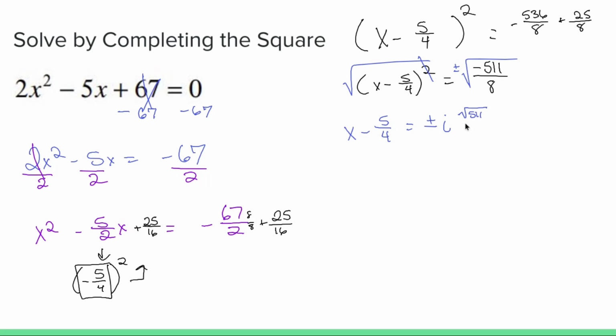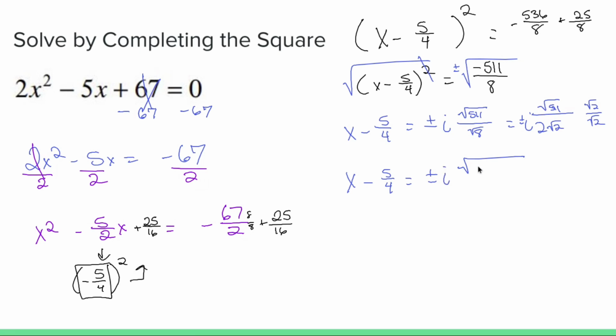I don't think you can make a factor. In fact, I'm not even going to bother. I'm just going to leave it. This becomes the square root of 8, though. Okay, the square root of 8 is also the same as the square root of 2 over root 2. So you are the same as plus or minus square root of 511 over 2 root 2. Multiply the top and the bottom by root 2. That leaves me with x minus 5 over 4 equals positive or negative, don't forget the i, the square root of 1022 divided by 4.